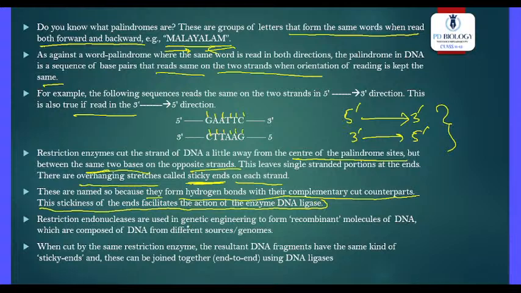Restriction endonucleases are used in genetic engineering to form recombinant molecules of DNA, which are composed of DNA from different sources and genomes. When cut by the same restriction enzyme, the resulting DNA fragments have the same kind of sticky ends, which are joined together using DNA ligase.